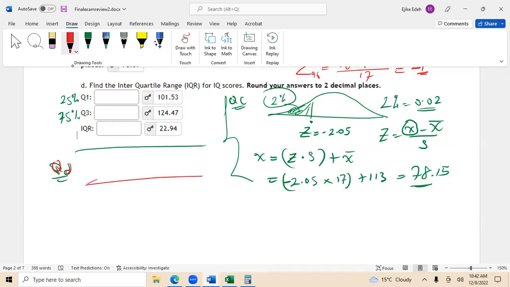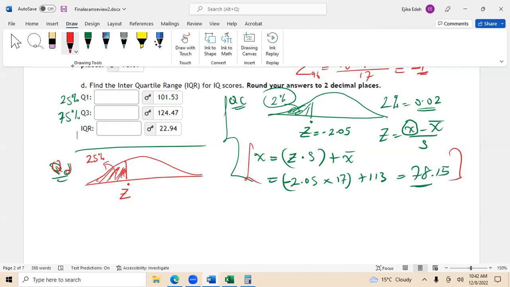So this question is saying, if Q1 is 25%, the lower 25%, the question is, what is the value here? What is the IQ at this spot? So again, I want to get the Z value and then use this formula as we did here to get it to the actual value.